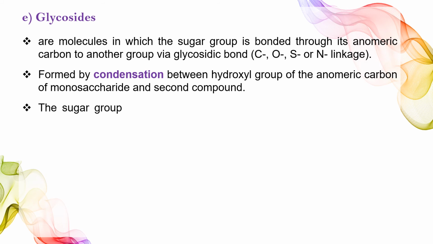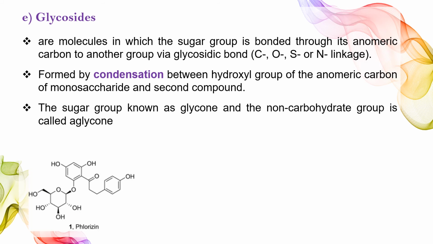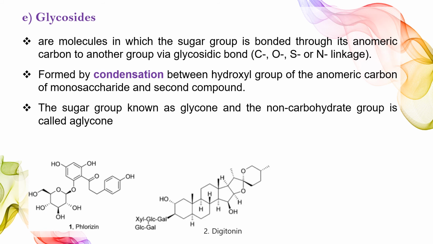The sugar group is known as the glycone and the non-carbohydrate group is called the aglycone. Examples of glycosides are fluorescein, digitonin, and streptomycin.